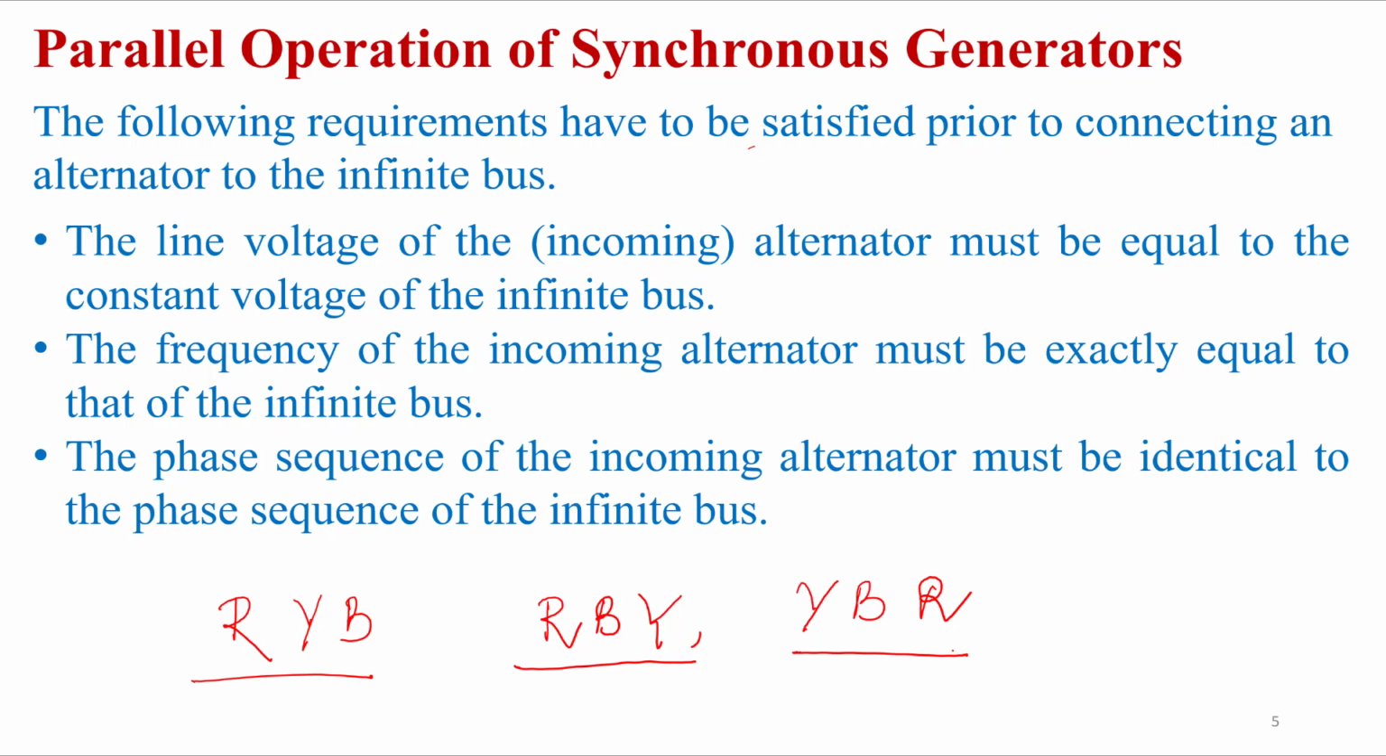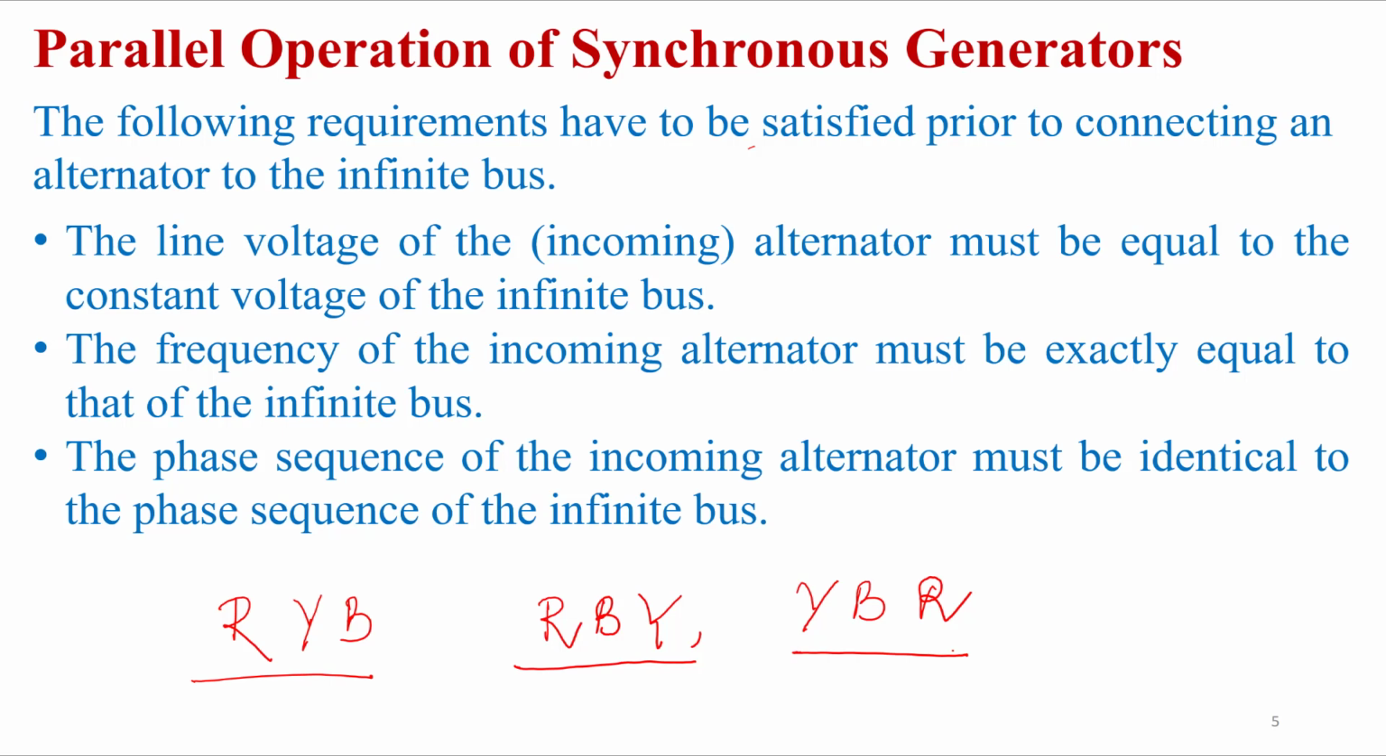So how will we ensure that these three things are maintained? What method are you employing? Dark lamp method. What is the process here? Now when you close the switch, are all the lamps dark or bright? Dark, right? When all the lamps are dark, what does it mean?